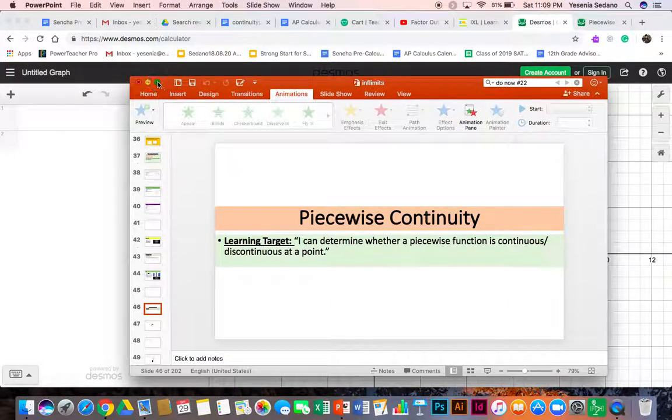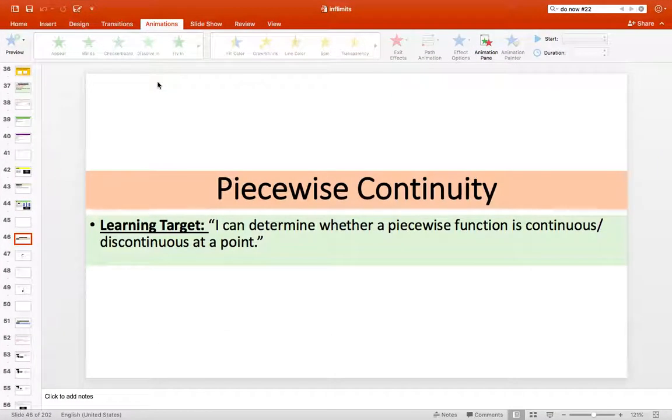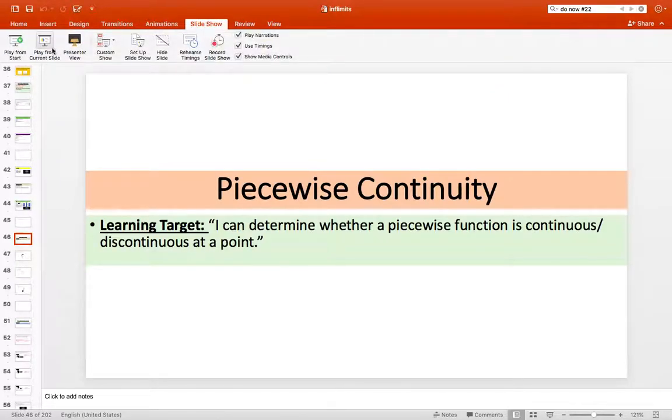Today's lesson is on piecewise continuity. The learning target is: I can determine whether a piecewise function is continuous or discontinuous at a point. We're going to do a few examples together, about 3, and then you'll have a task where you get to practice your skills. So let's go ahead and begin.